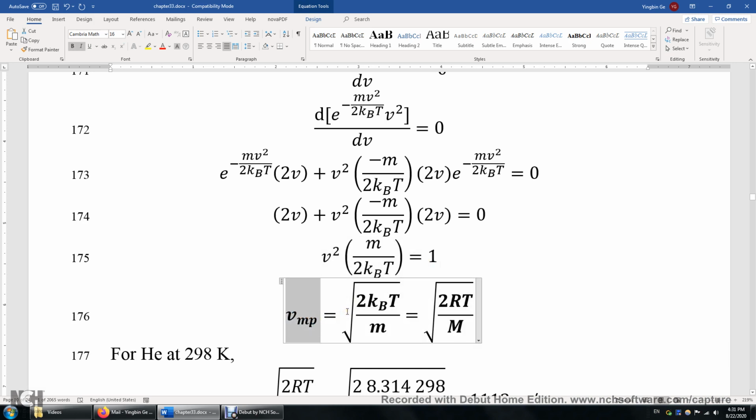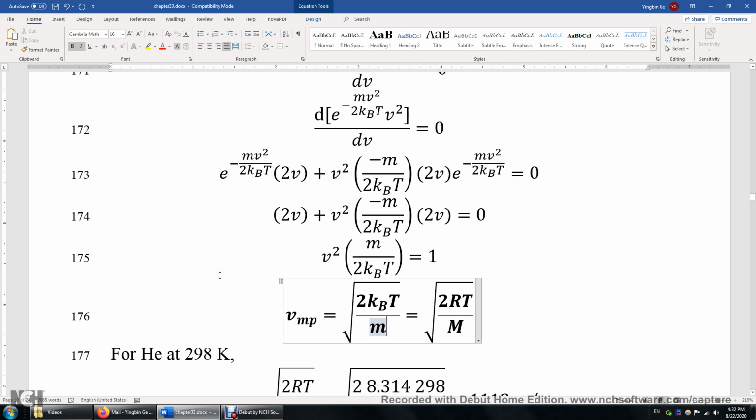It's simply the square root of 2kBT over m, or the square root of 2RT over M. Again, this is because R is kB times the Avogadro constant. The molar mass is the mass of one particle times the Avogadro constant.